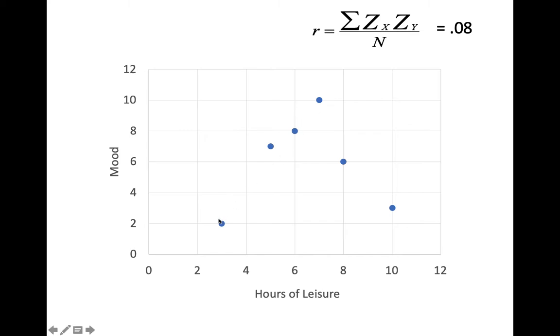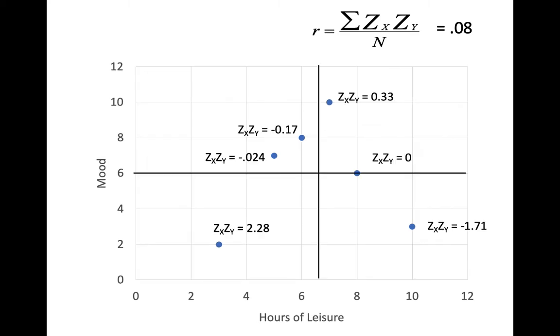We clearly have a strong relationship in these data between hours of leisure and mood, but that won't be captured if we try to calculate a Pearson's correlation coefficient, because the Pearson correlation is an index of linear relationship, not curvilinear relationship. Just to further emphasize why that's the case.